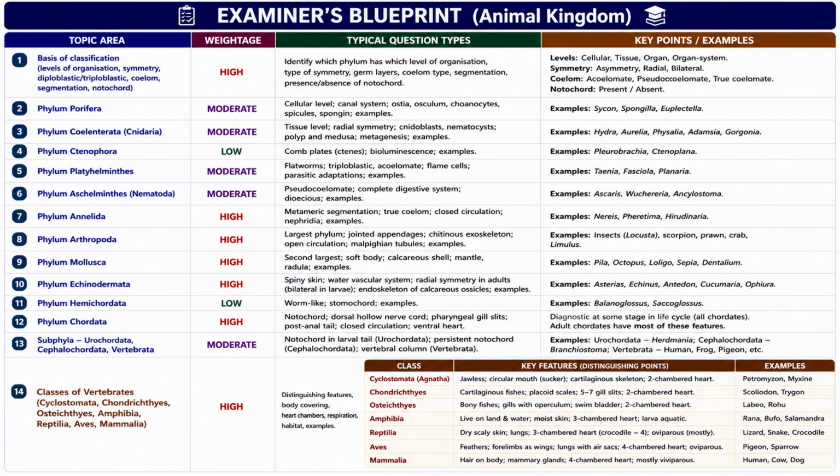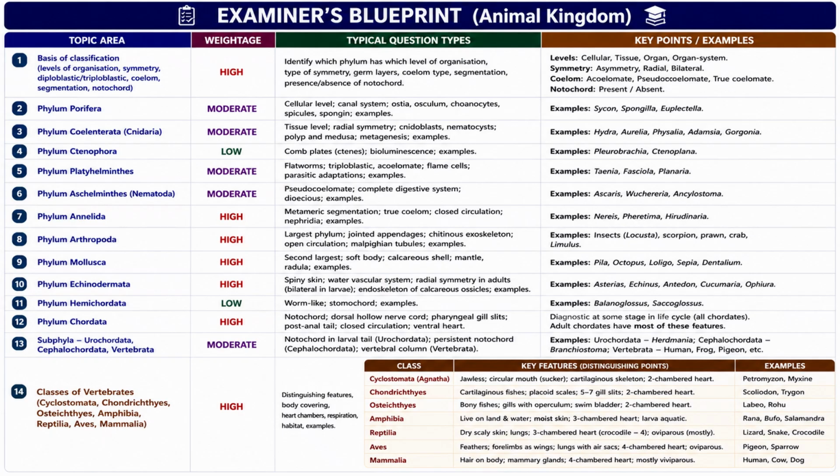From the animal kingdom, the highest probability questions are coming from the phyla Annelida, Arthropoda, Mollusca, Echinodermata, and Chordata. Other chapters are less important, but obviously the examiner can ask of his own wish. So nothing is going to be fixed here.